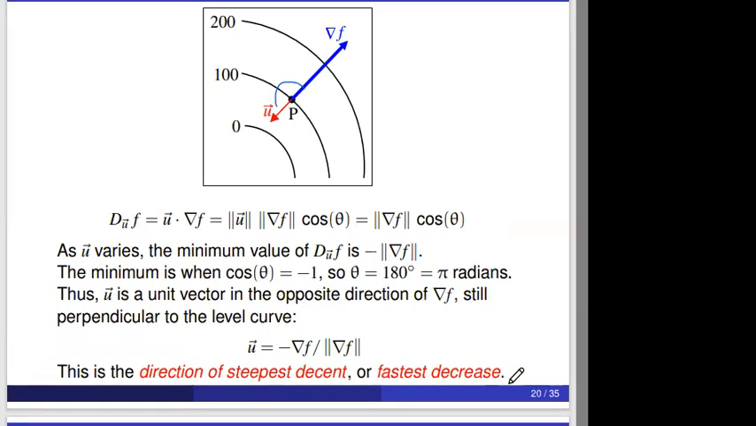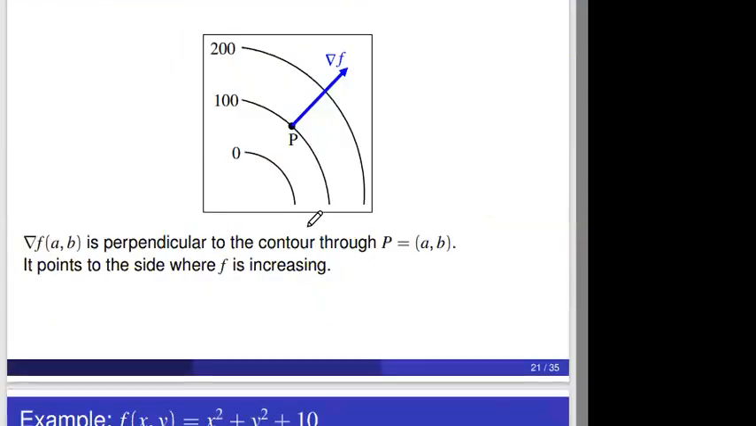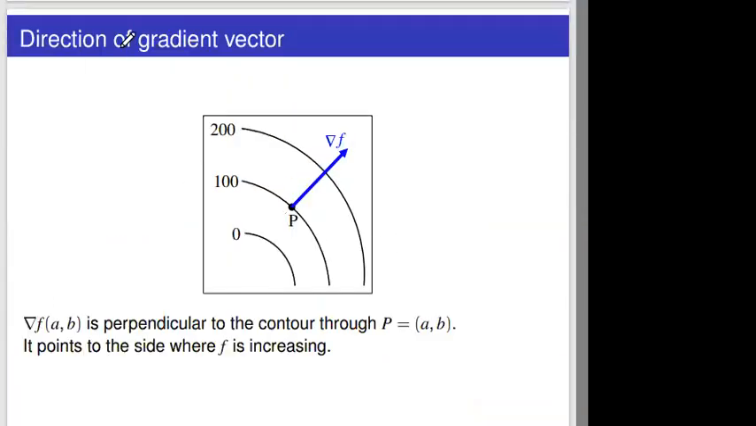Fastest increase. Yes, makes sense. This is the concept: the direction of the gradient vector is always perpendicular to the level curve, and it points to the side where f is increasing. So f is increasing in this direction. Therefore the direction of the gradient is this.